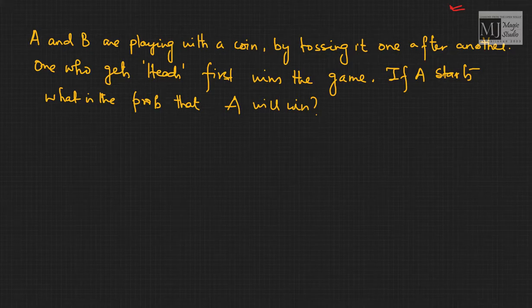A and B are playing with a coin by tossing it one after another in tandem, and they will keep on doing so until one of them gets a head and he wins the game. One who gets heads first wins the game. If A starts this game, what is the probability that A will win?